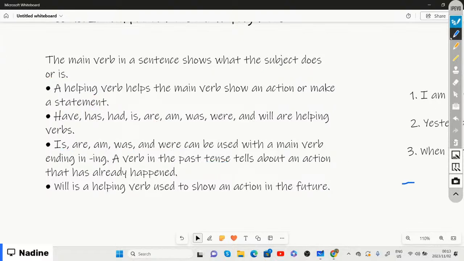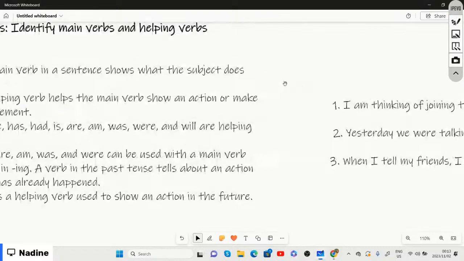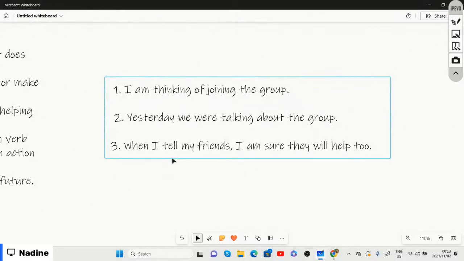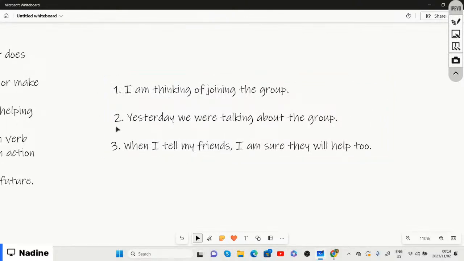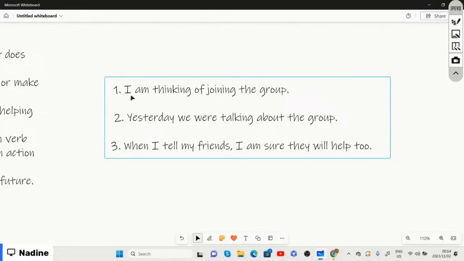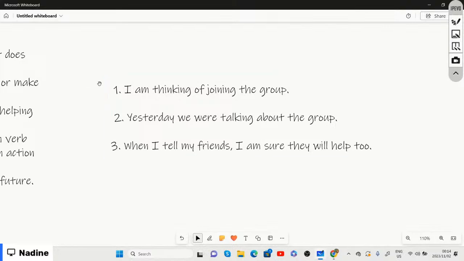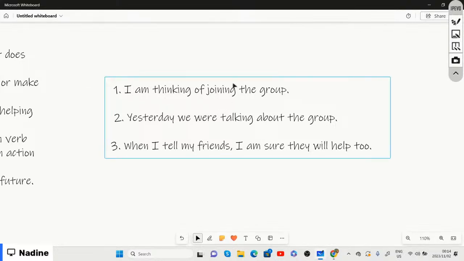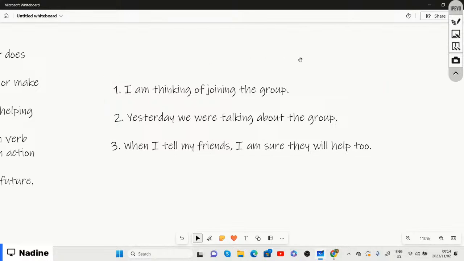All right, so if we look at a few examples, right, where we will identify the main verb and we will identify the helping verb, right? If we look at the sentence in front of us, the first one says, I am thinking of joining the group. I am thinking of joining the group. What is the main verb? Can you identify the main verb within this sentence?